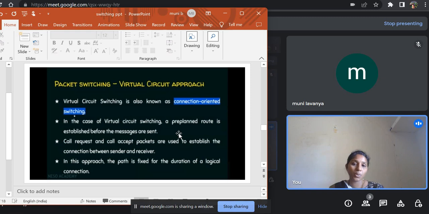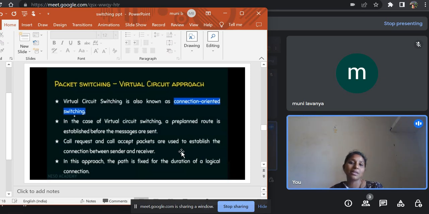In virtual circuit switching, a pre-planned route is established before the messages are sent. Just as in the circuit switching technique, here also we establish the connection between the sender and receiver. How we establish the connection is with call request and call accept packets. By using these packets, the connection is established between the sender and receiver, and then the data is transmitted. In this approach, the path is fixed for the duration of the logical connection, only for the duration of transmitting the data.